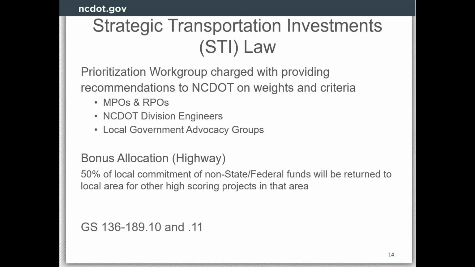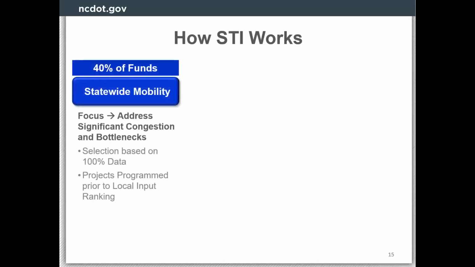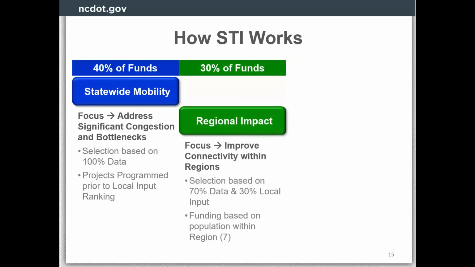If you ever want to look up the general statutes, there they are, and feel free to go read those. They're actually not a bad read. So this is the core slide on how STI works. 40% of the funds go to that statewide mobility category, and the idea here is to focus on the significant congestion and bottlenecks across the state. Projects here are selected 100% on quantitative data, so whatever the score the SPOT office comes up with, that's the score for the project.